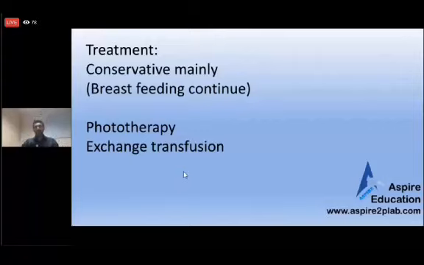In the station, you might get a bilirubin level around 10 mils per kg. You actually don't need treatment till it is 18 mils per kg or above. So if it is 10, it's fine. You just do conservative management, continue breastfeeding, and observe the child for any severe symptoms.